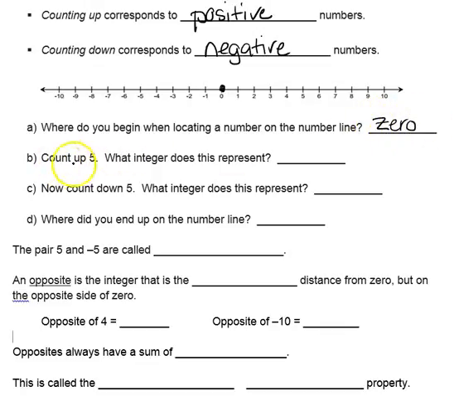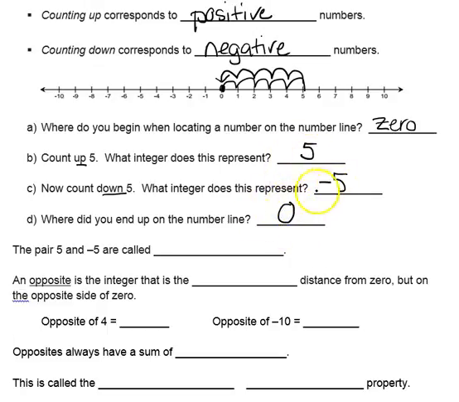So if it asks us to count up 5, remember that's a positive integer, so we want to go up 5 units. 1, 2, 3, 4, 5. So it represents the integer 5. Now count down 5. 1, 2, 3, 4, 5. When counting down, that represents a negative number, so the integer that would represent would be negative 5. And where did we end up? We ended up on 0.